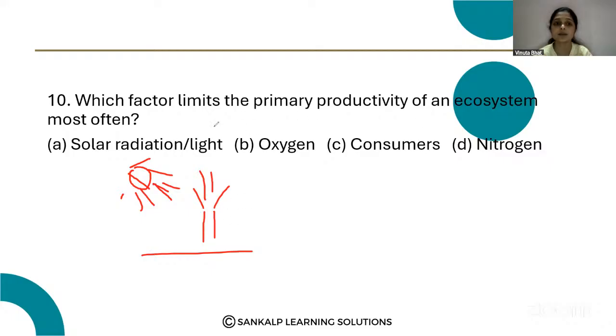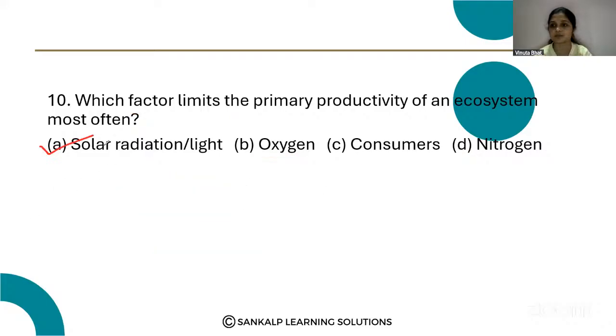That is the factor that limits the primary productivity, other than the oxygen, nitrogen and the consumers. So option A is the correct answer for this question. Question number 10, option A is the correct answer.